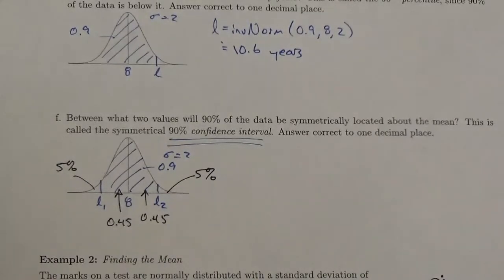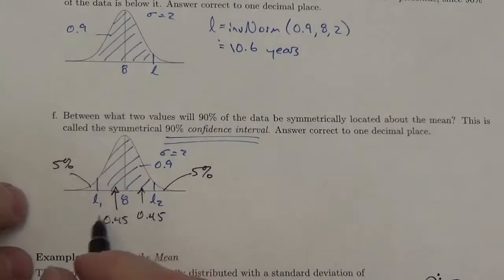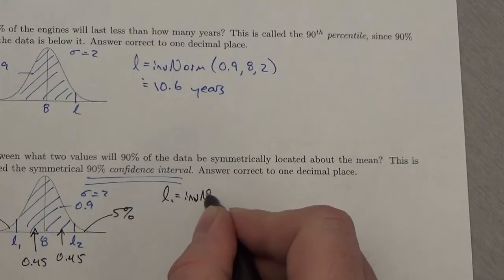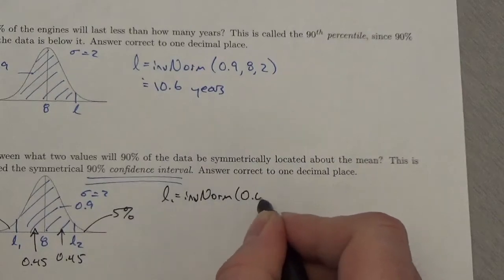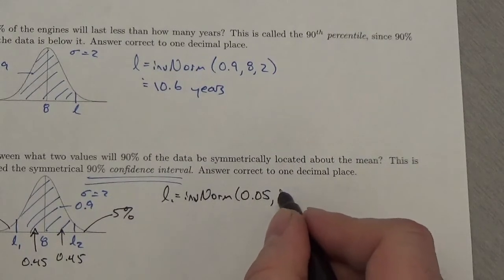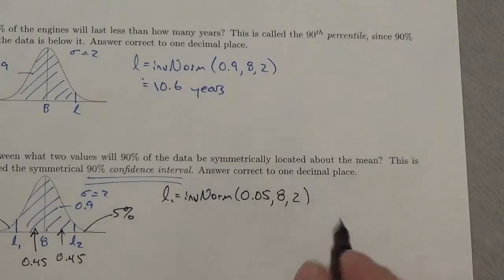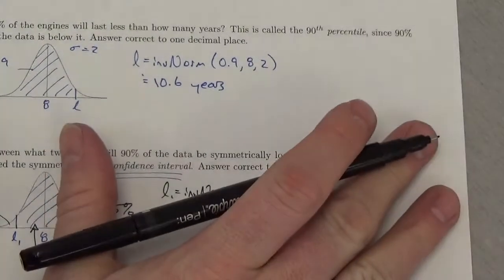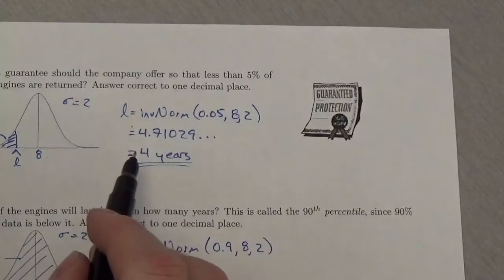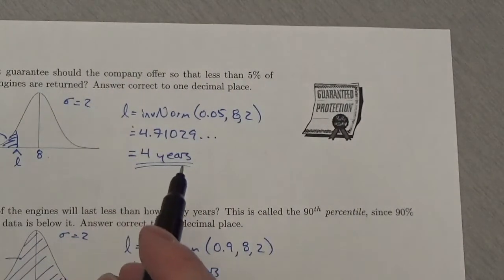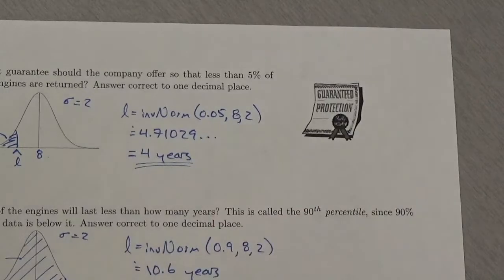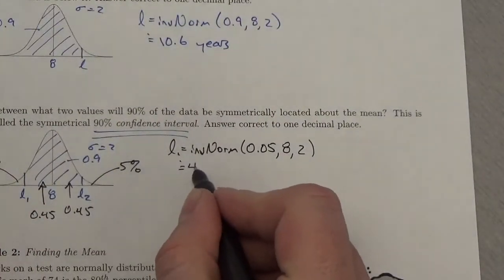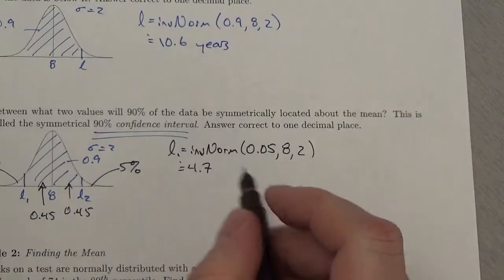So to get L1, I'm going to use the inverse norm of 0.05, comma 8, comma 2. And the nice thing is I had already done that. That was up here, because remember in question D, we were only going to replace that 5%. So I already know that this is going to be approximately 4.7 to the nearest tenth.